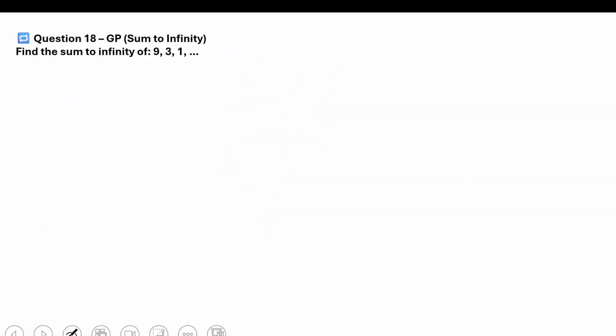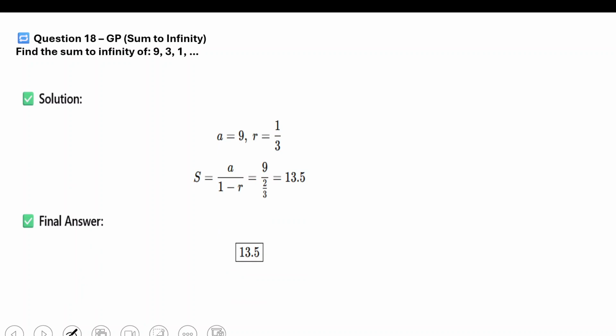And the sum of a GP to infinity, I told you that the formula is S is equal to a over 1 minus r. So for this particular series, a is 9, and r is 1 over 3, because 3 divided by 9 is 1 over 3. Anyone can get the common ratio, and we plug into the formula, and you'll get 13.5.